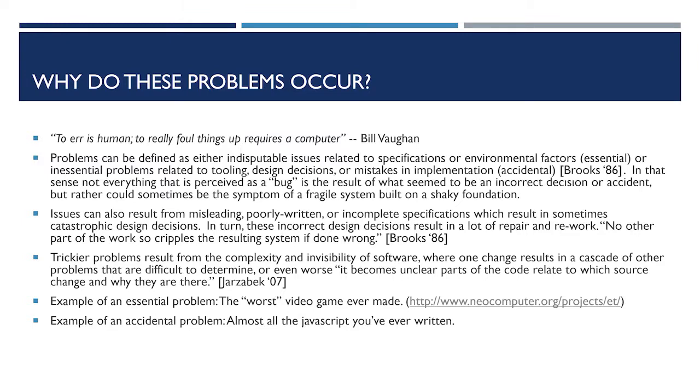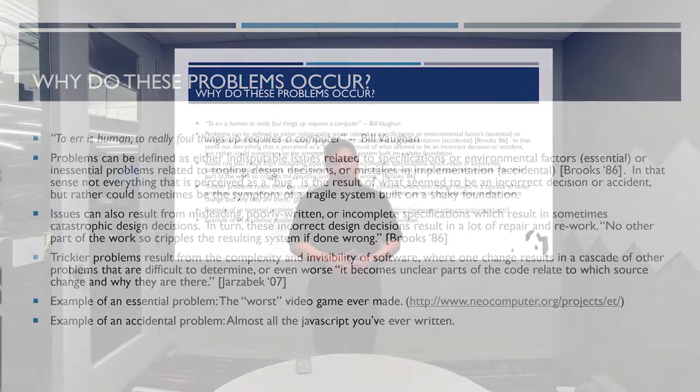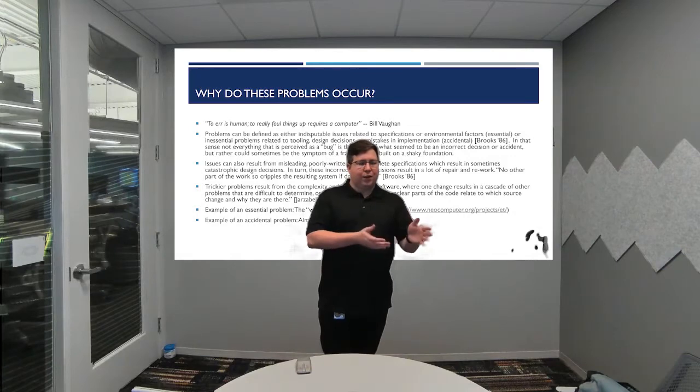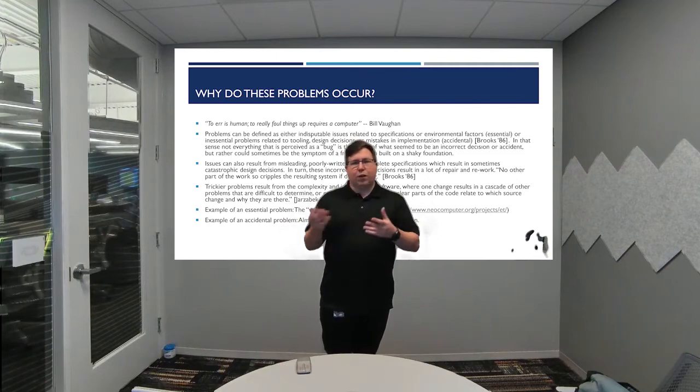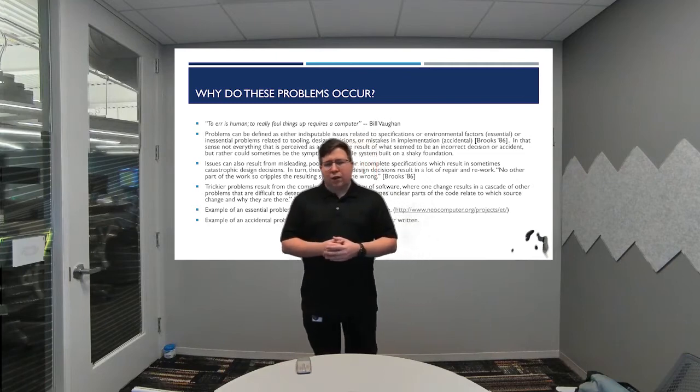Why do these problems occur? Well, I think Bill Vaughan says it best. To err is human, and to really foul things up, it takes a computer. Problems can be defined, according to Fred Brooks, as either essential or accidental. Essential being the indisputable requirements that are necessary for the system to deliver, and the inessential or accidental factors being things such as implementation decisions or actual bugs.